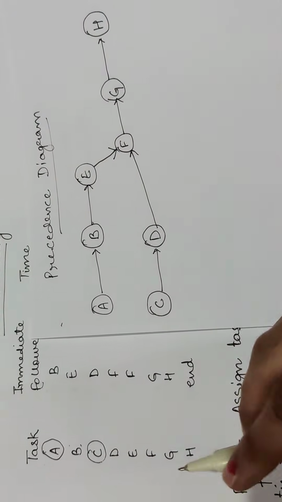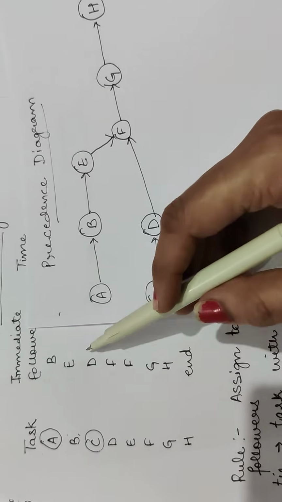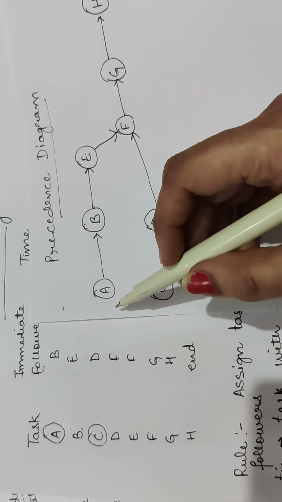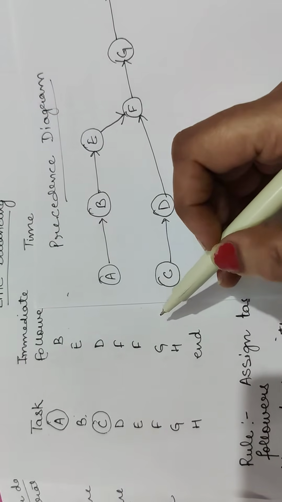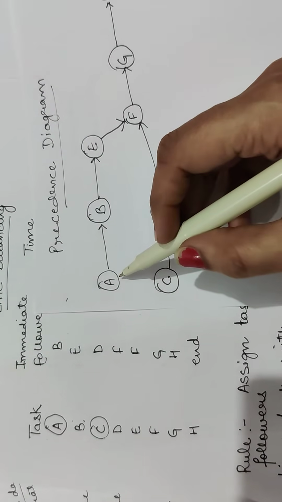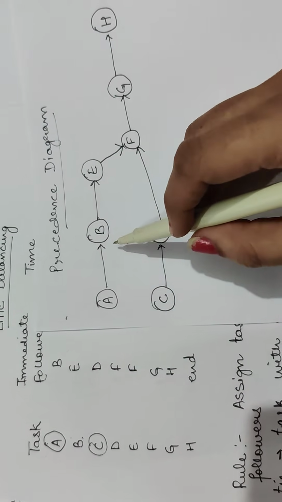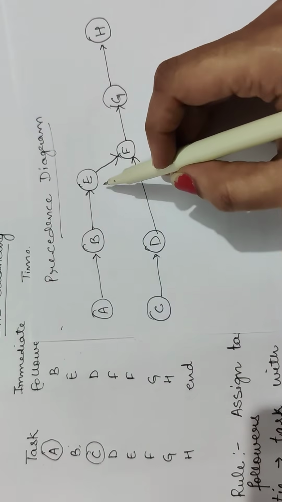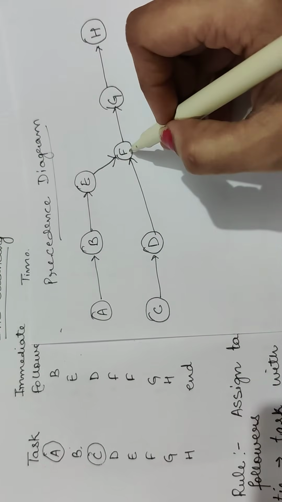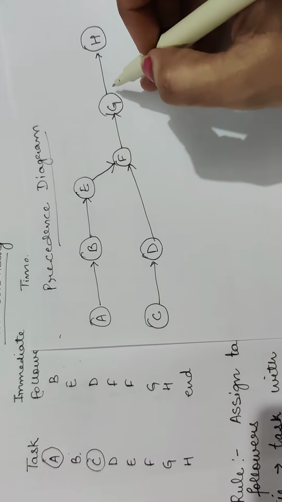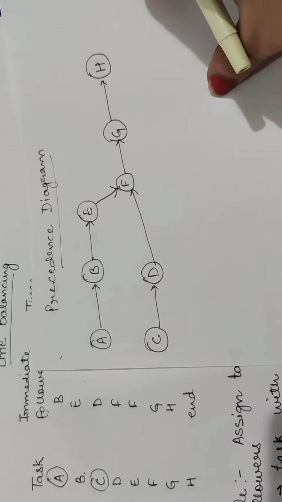I will once again repeat that A and C are the independent tasks because they don't need any follower, or they are not following any activity, and they are not present in the second column also. So they can start on their own. A and C started. After A, B is there, right? After B, E is there. After C, D. After D, F. After E, F. After F, G. After G, H, right? So this is the precedence diagram.